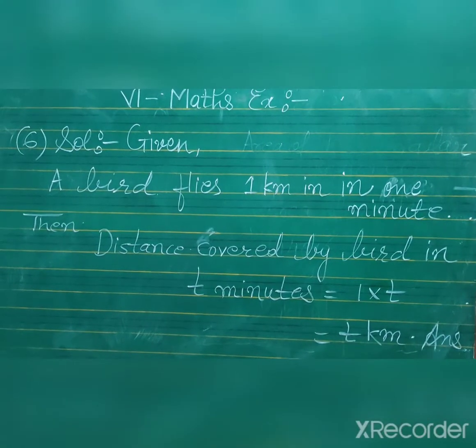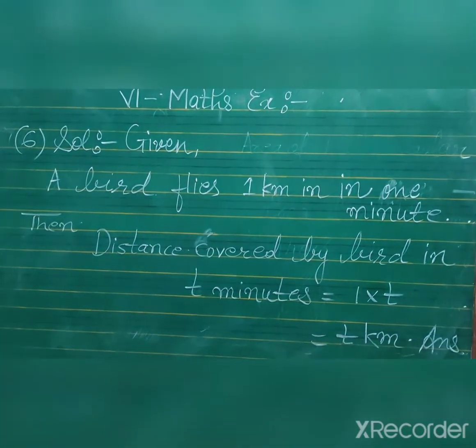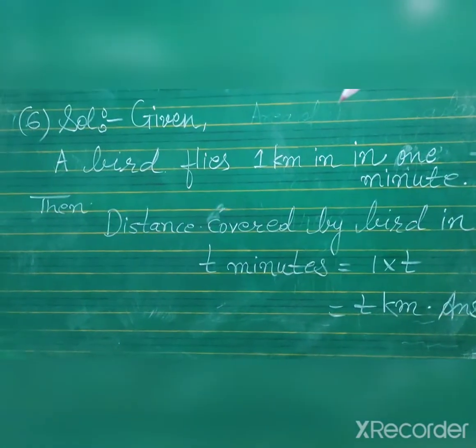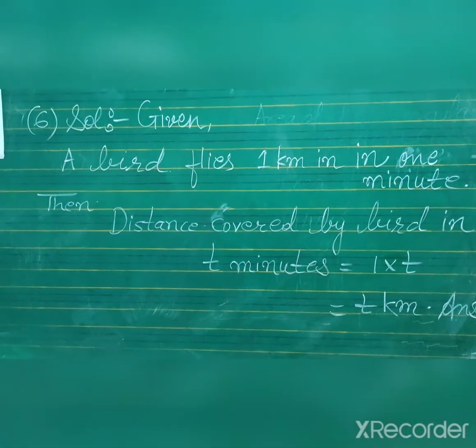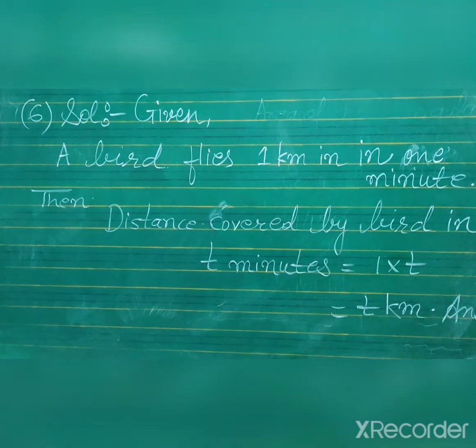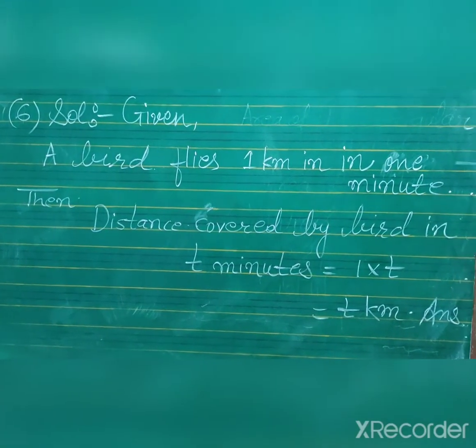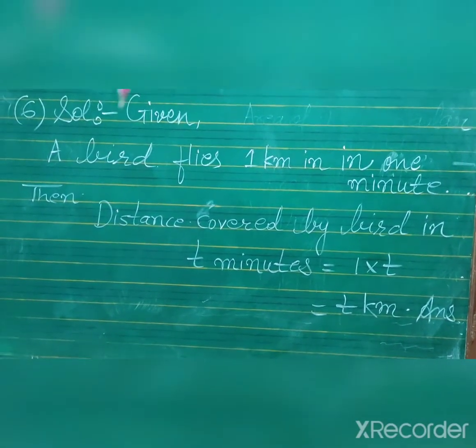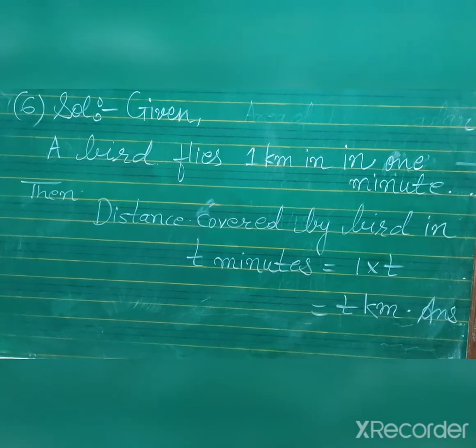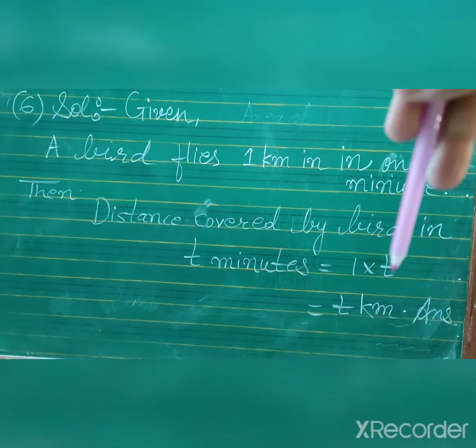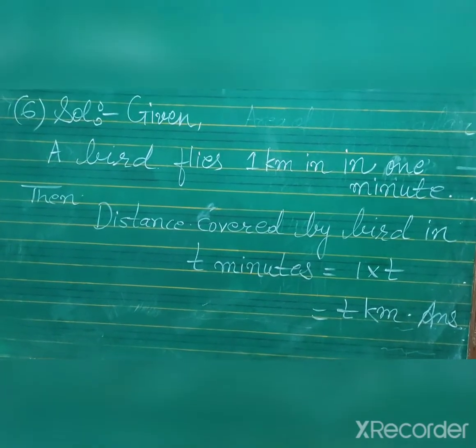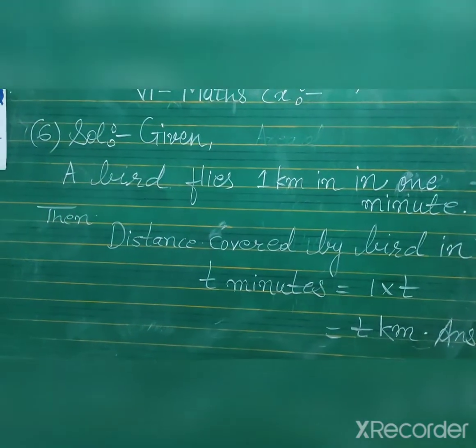Given a bird flies 1 kilometer in 1 minute. In 2 times I have written by mistake. That means distance covered by a bird in 1 minute is equal to 1 kilometer. Then distance covered by bird in T minutes is equal to 1 into T kilometer. In this way you will solve 6th question.